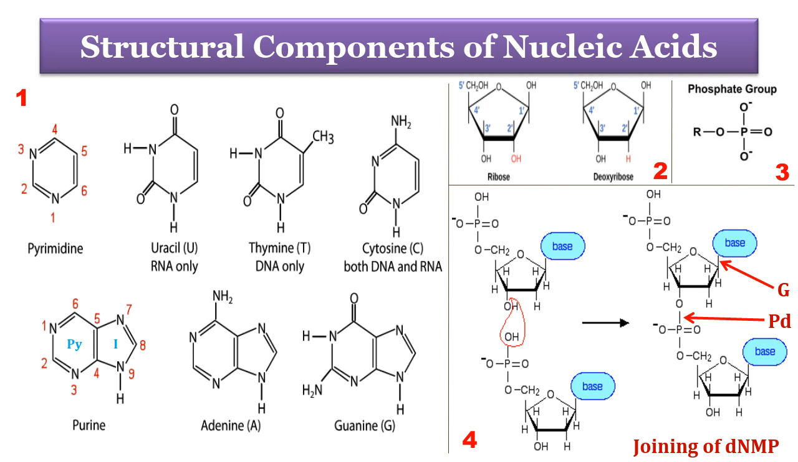In case of RNA, carbon number 2 of the sugar ring has an OH hydroxyl group, so it is called ribose sugar, and hence ribose nucleic acid, RNA. Whereas in case of DNA, it has only an H atom. It is devoid of oxygen, so it is called deoxyribose sugar, and hence deoxyribose nucleic acid, DNA. Now look at image 3. This is the phosphate group, a derivative of phosphoric acid, H3PO4.